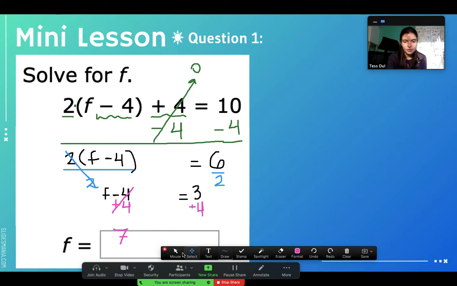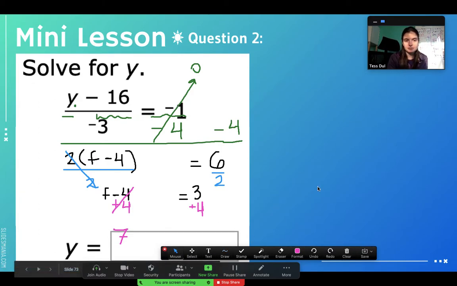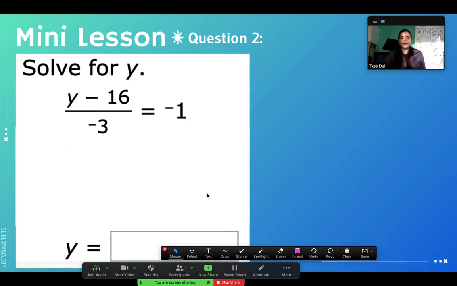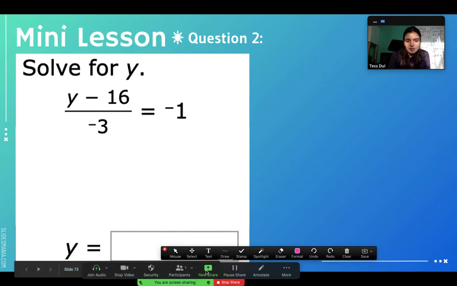All right, let's go to the next slide and clear all drawings. Okay, here we go. What if we were asked to solve for y in this equation? We want to get y by itself, but right now it looks like we've got this minus 16 in the way, and dividing by negative 3 is in the way.